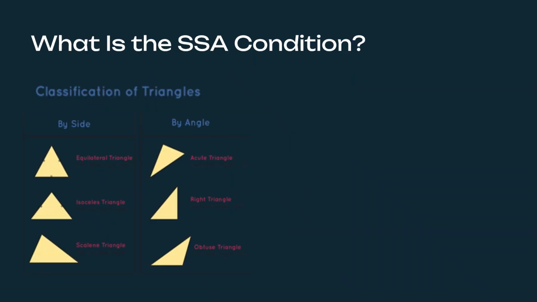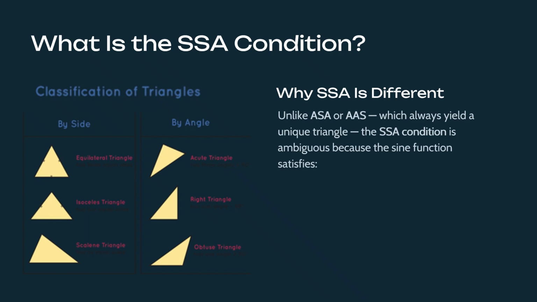Now let's dig deeper into why SSA triangles behave differently compared to other triangle conditions. When it comes to solving triangles, not all conditions are created equal. With angle, side, angle, ASA, or angle, angle, side, AAS, knowing two angles and a side always gives us a unique triangle. SSA, however, is special and tricky.